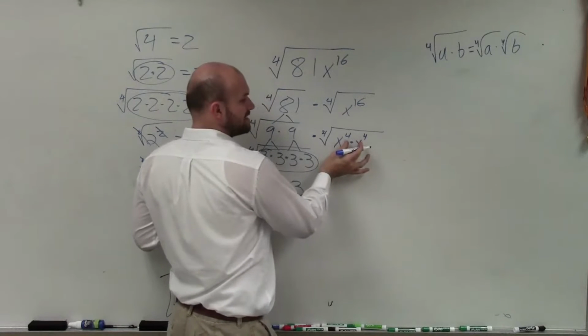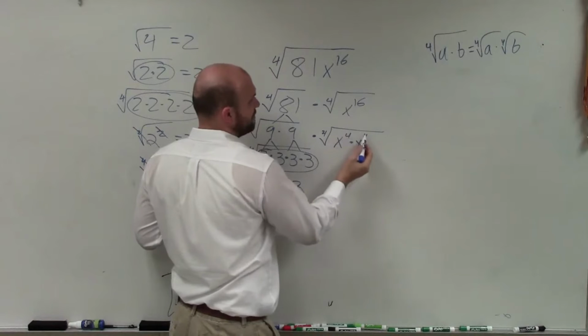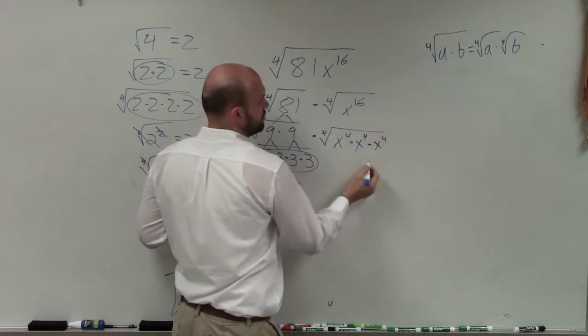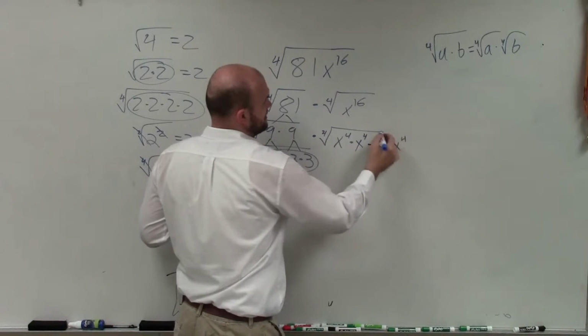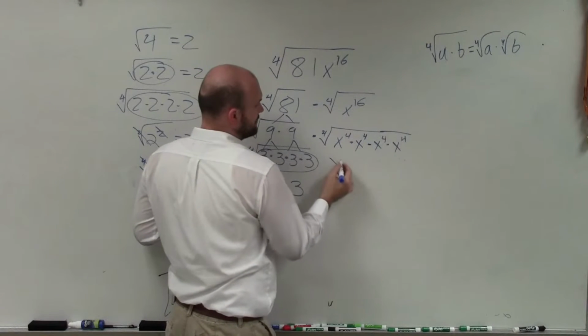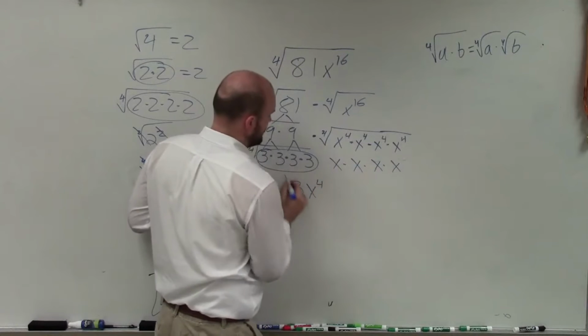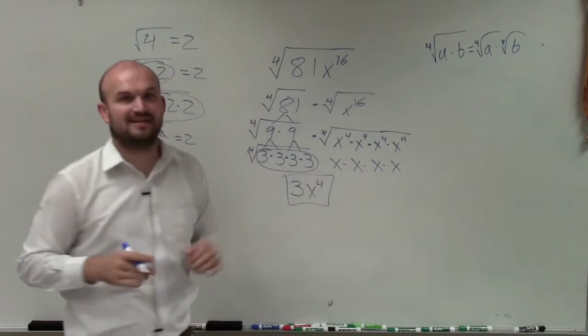Now remember, when you multiply exponents with powers, you add the powers. So 4 plus 4 is 8, 12, 16. And then I can take the fourth root of each of these individually. So then I'm just left with x times x times x times x, which is x to the fourth. And that will be my final simplified expression.